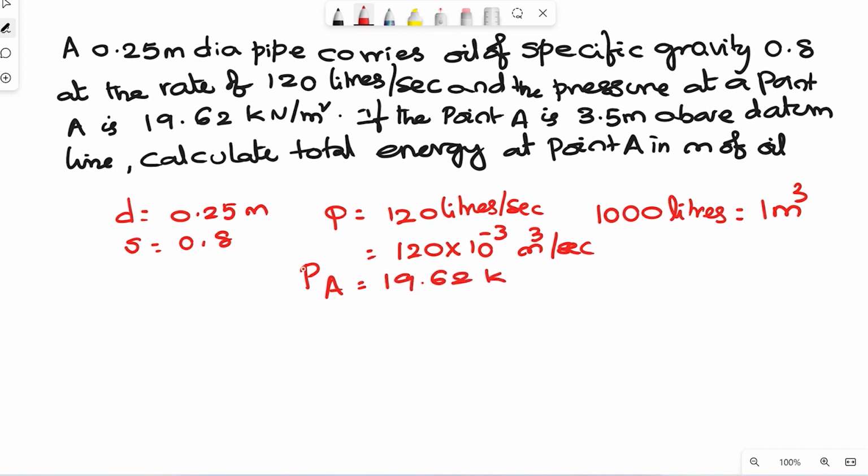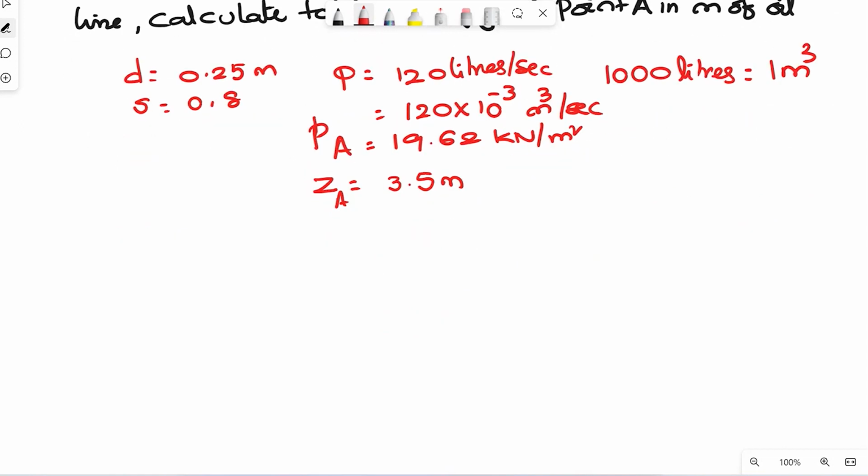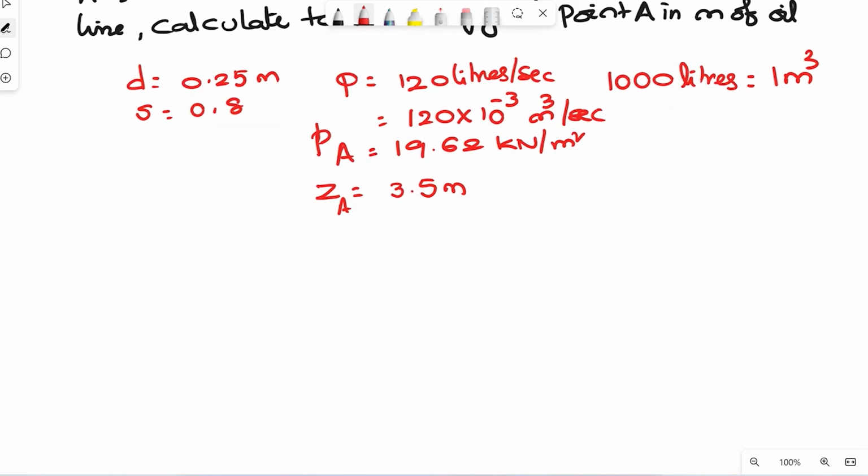19.62 kilonewton per meter square, right? That is fine. So then if the point A is 3.5 meters above the datum, which we represent, ZA is equal to 3.5 meters, as he has given. Right, now let us go one by one. How to calculate P? He has given it anyhow.